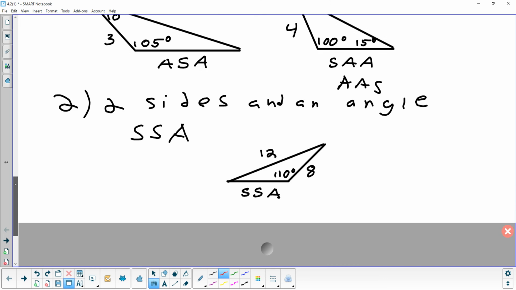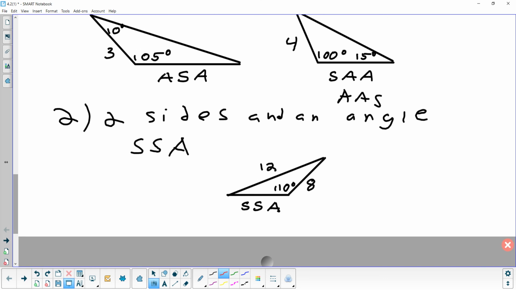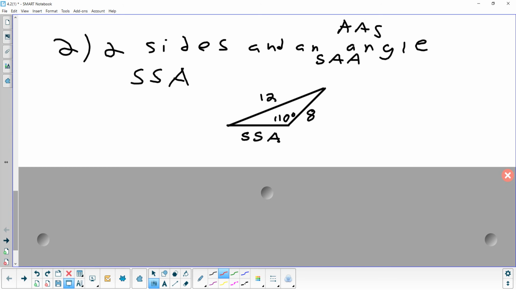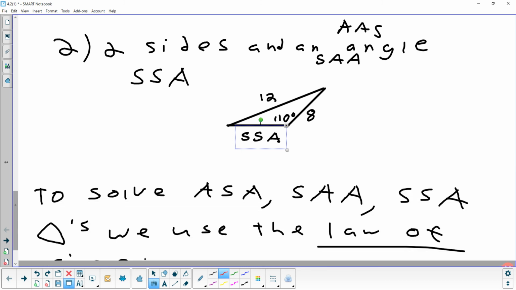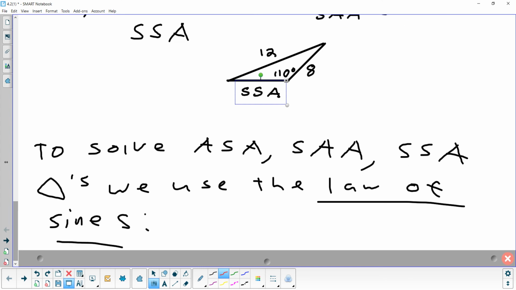In both cases, it would be an angle that's not where the sides meet, not between. Okay, and I told you you can change the order. If you write this backwards, it means the same thing. This one we'll leave in that order. It's not nice to write it the other way. We'll just leave it as SSA. So to solve any of those 3 types of problems, we're going to use law of sines.